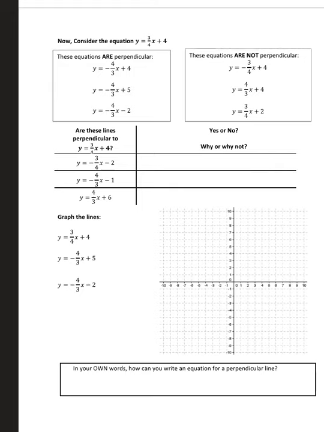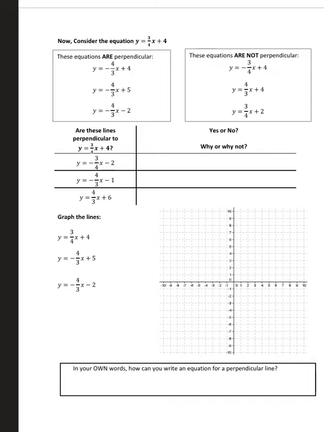And I'm also telling you that negative 3 over 4x plus 4, 4 over 3x plus 4, 3 over 4x plus 4 are not perpendicular. They're also not parallel, but they're not perpendicular. So can you see the pattern here?